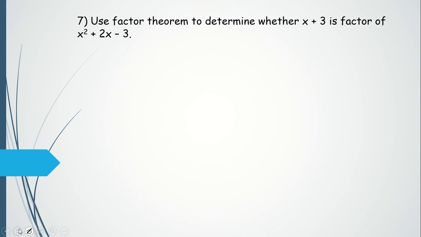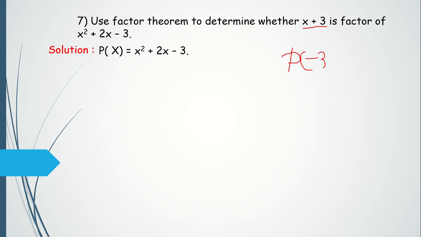Use the factor theorem to determine whether x plus 3 is a factor of this polynomial. First, just write down the polynomial in x, p(x). Now the divisor is x plus 3. So how do we find the remainder? By the remainder theorem. p of minus 3, the value of this polynomial at minus 3, will give me the remainder.